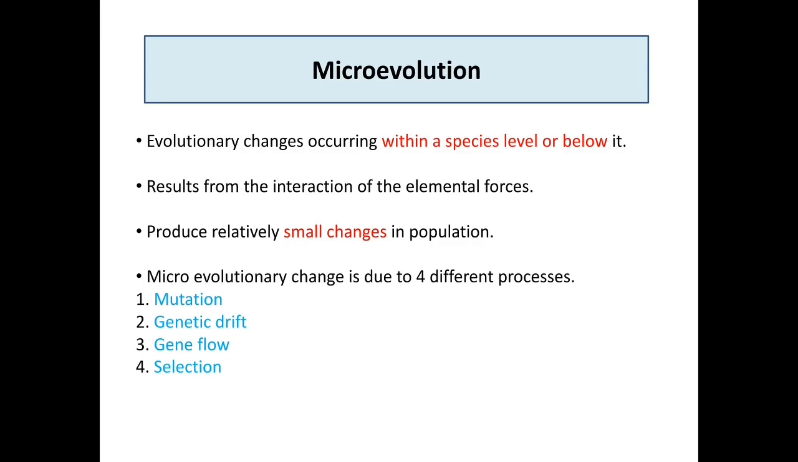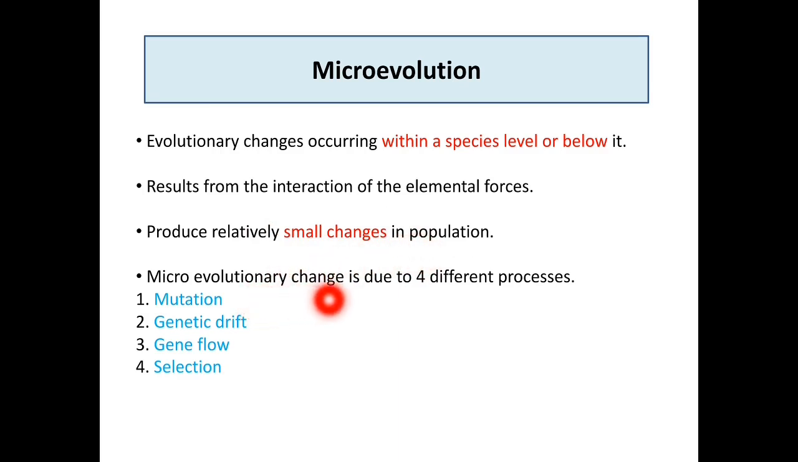So now in this slide we will discuss microevolution. Microevolution means evolutionary changes that occur within a species level or below it, and it results from the interaction of the elemental forces, which mainly include mutation, variation, recombination, natural selection and genetic drift, to produce relatively small changes in a population.